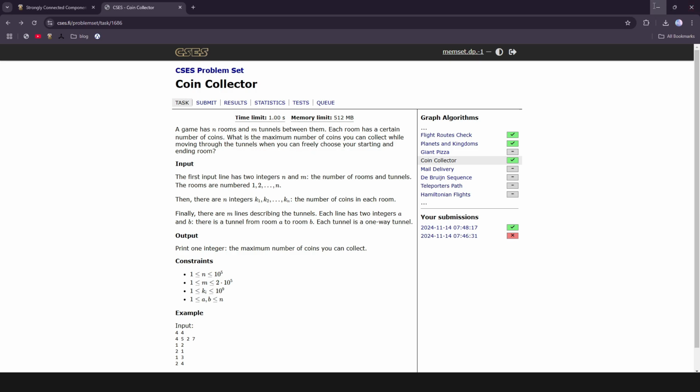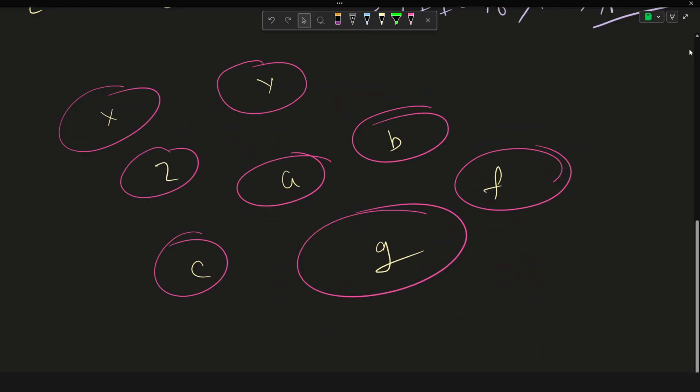So we have to maximize the number of coins while moving through the tunnels. We are not sure from which room we should start. We can either start from this room, or rather this component, or from this component, or from this component. We can start from any component, we are not sure, so we have to check out all the possibilities, right?